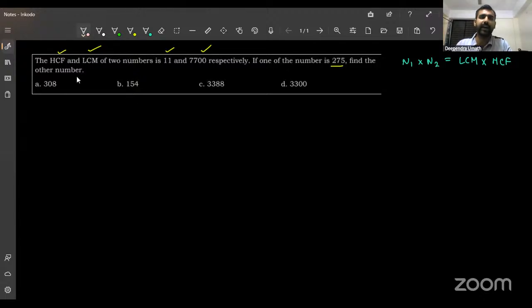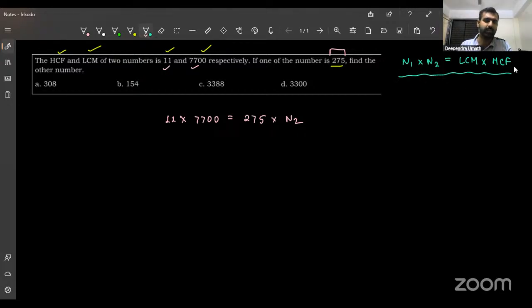Which means if I have HCF as 11 and LCM as 7700, the product of these two numbers will be equal to the product of their LCM and HCF, out of which one of the numbers is 275. So the second number which I'm looking for is going to be N2. Now I think this is one of the easiest tasks. Harshit, this clearly is not a hard question. This is a very easy question. If you know the basics, if you know these basic concepts, you can crack them quite easily.